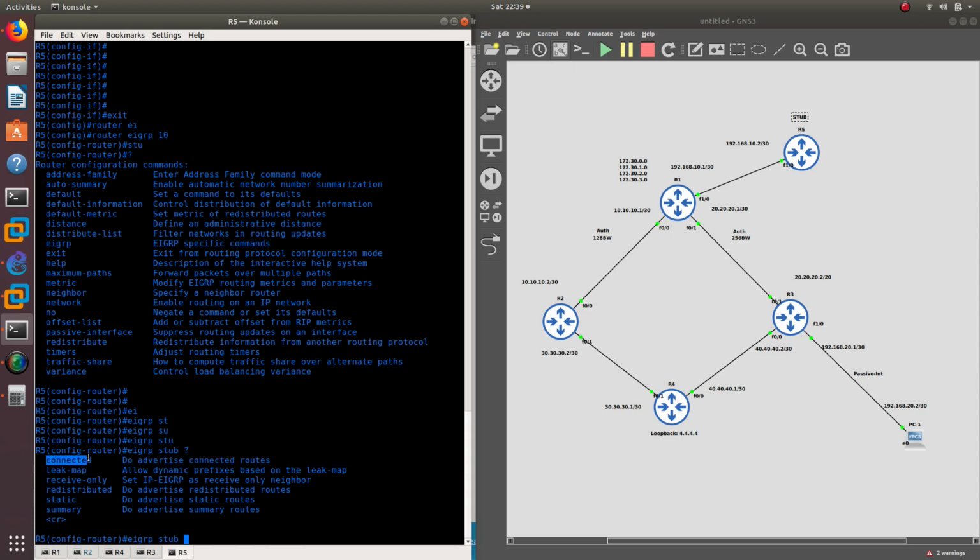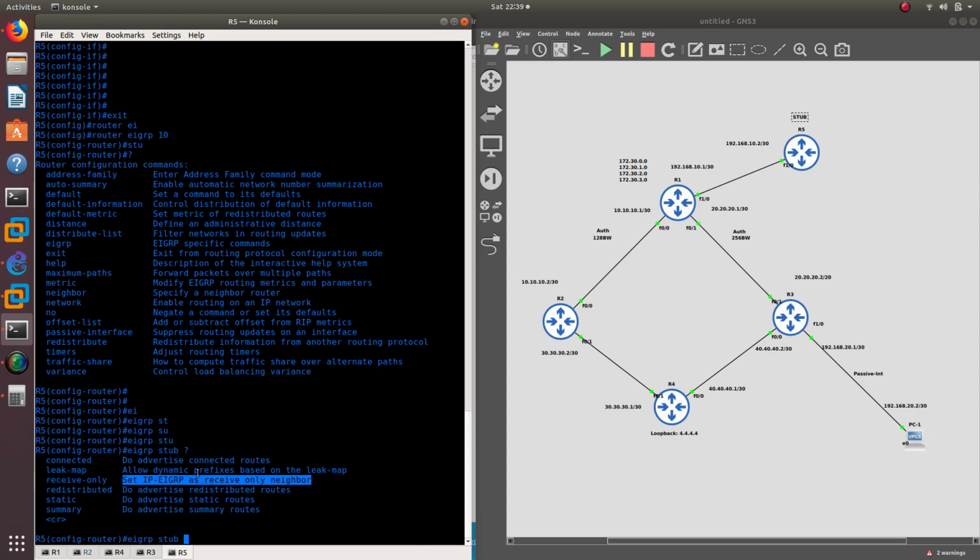And you can also set up multiple stub options. You can do like summary and leak-map. And the only one that you cannot combine is receive-only. Okay, because receive-only is going to turn off everything.